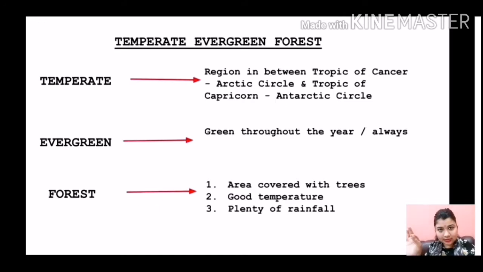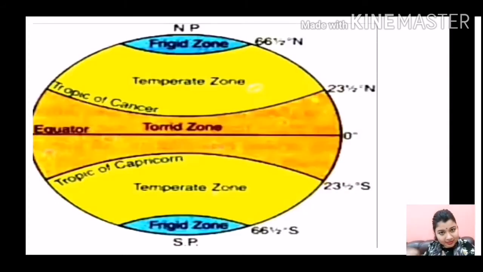The latitude is basically 23.5 degrees north for the Tropic of Cancer, and in the frigid zone, or you can say the Arctic Circle, it is 66.5 degrees north, and for the Tropic of Capricorn it is 23.5 degrees south, and in the frigid zone or the Antarctic Circle it is 66.5 degrees south. Now you can see this particular picture. Through this picture I have tried to make things easier.